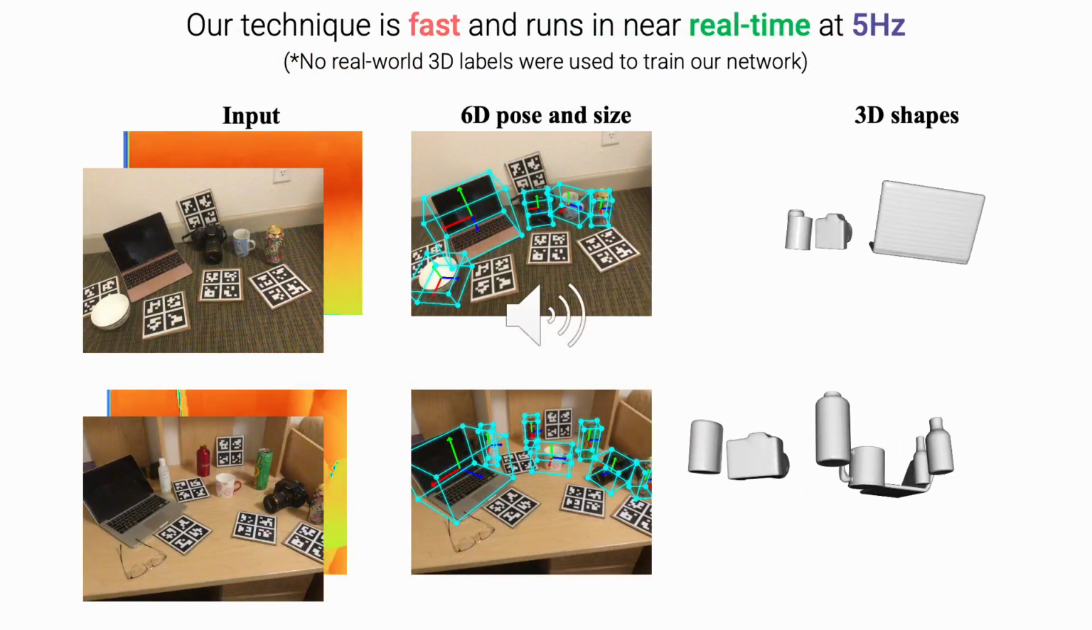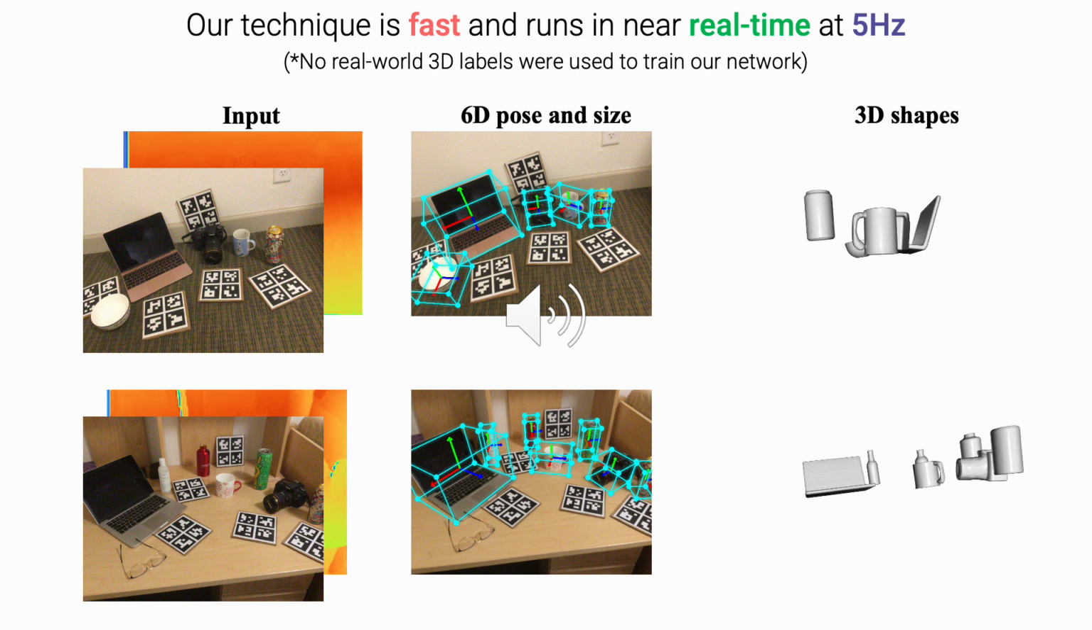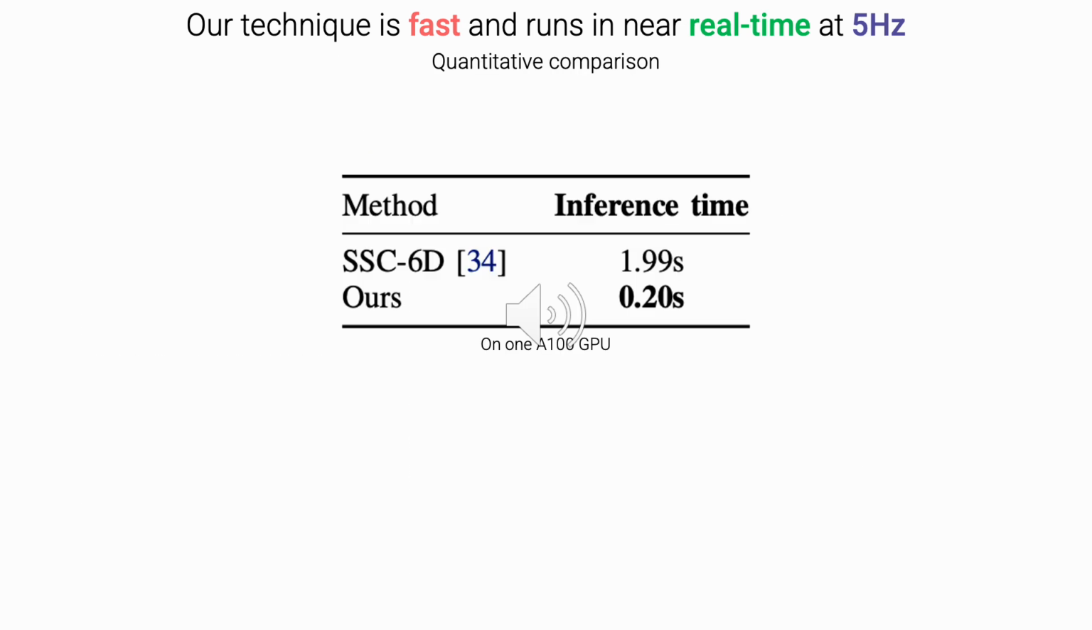Our technique is fast and runs in real time at 5 Hz, making it suitable for many real-world robotics applications. Here we compare the inference speed of our model in time per image with baselines on one A100 GPU, which shows that our model is significantly faster than the state-of-the-art baseline.